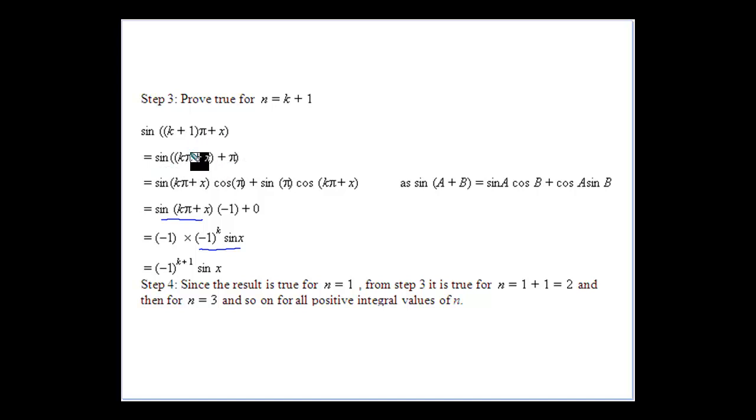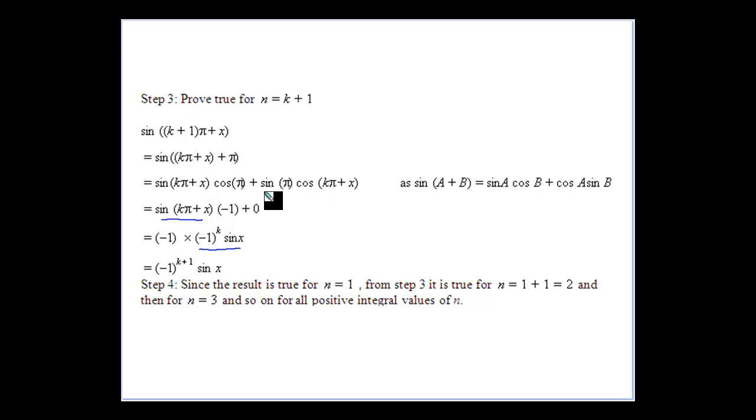So we expand it out. We get k pi plus x, plus 1 times pi. So if we have a look at this one, what we want to do now is use the sine of (a plus b) rule and expand it out. So have a look at that expansion. And then, so we've expanded it out.